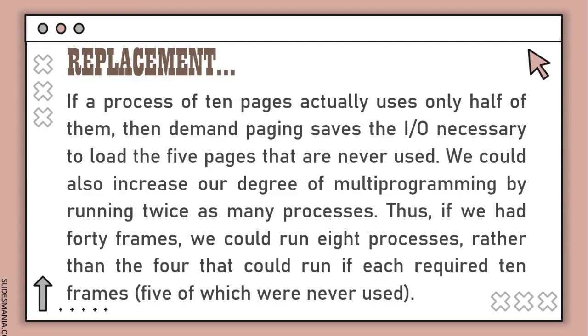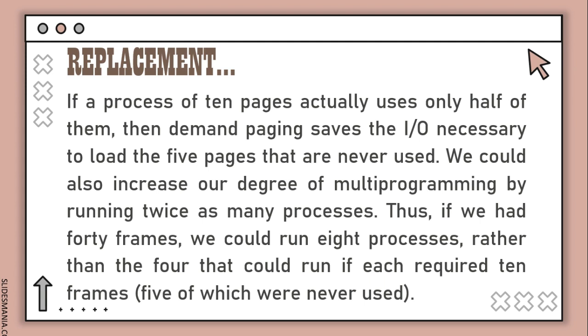Next topic is page replacement. If a process of 10 pages actually uses only half of them, then demand paging saves the input-output necessary to load the 5 pages that are never used. We could also increase our degree of multi-programming by running twice as many processes. Thus, if we had 40 frames, we could run 8 processes rather than the 4 that could run if each required 10 frames, 5 of which were never used.